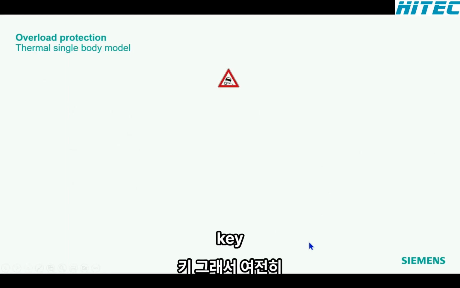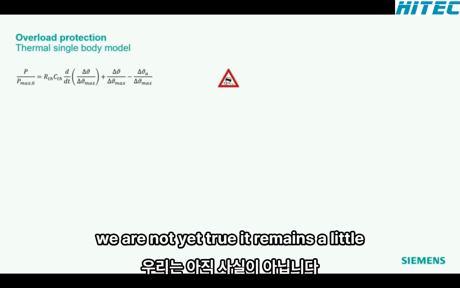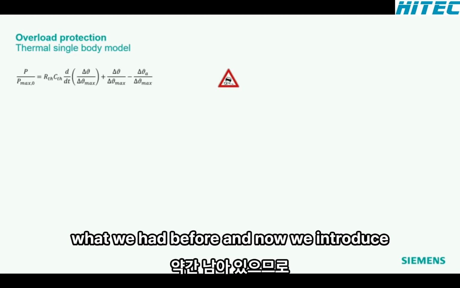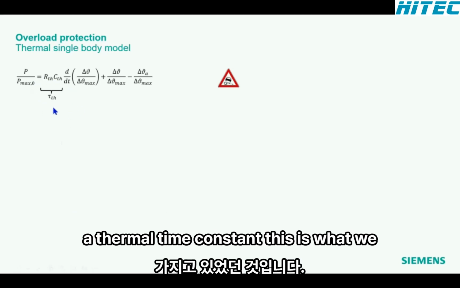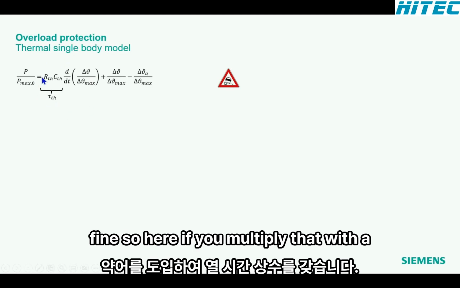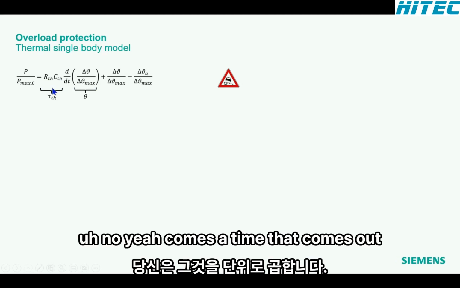So still the scaling symbol here. We are not yet through. It remains a little bit with a lot of formulas. So this is what we had before, and now we introduce some abbreviations. So we have a thermal time constant. This is what we normally get from the motor manufacturer. Fine. So here, if you multiply that with the units, you see this is a time that comes out.